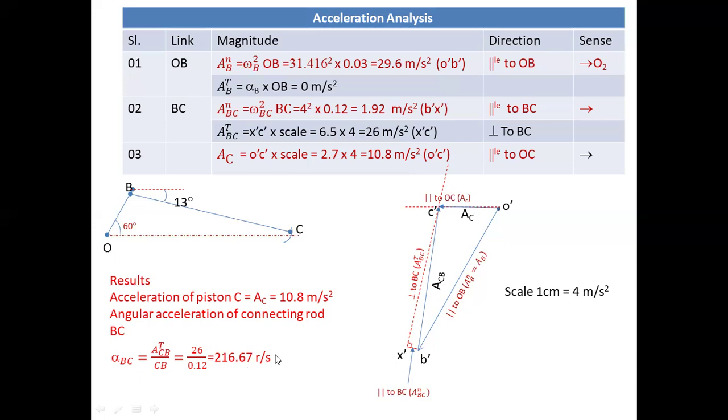Okay, so in this way we can determine the acceleration component for the connecting rod, and the angular acceleration. So this is the overall procedure of how to plot the velocity and acceleration diagram for the slider.